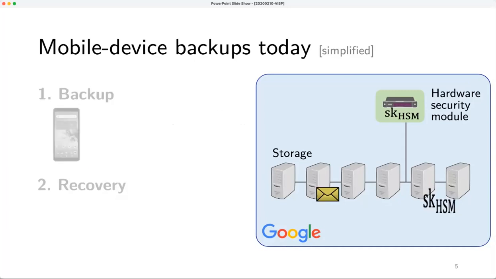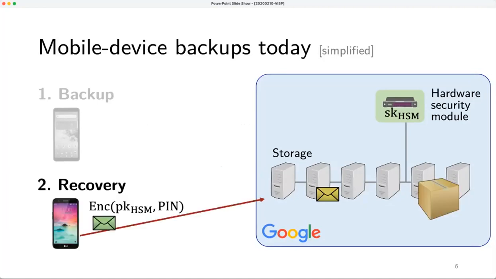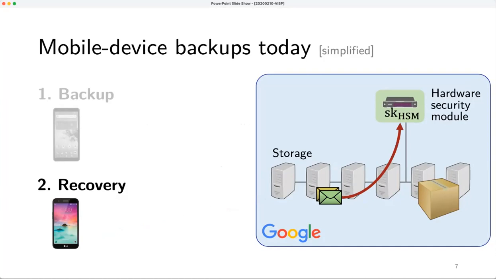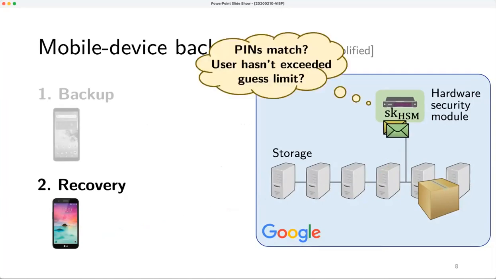Oh, it looks like this image got messed up. Sorry about that. So then when you drop your phone in the lake, you get a new phone and you want to recover. What you do is your phone sends an encryption of your PIN, the PIN that you use during recovery, under the public key of the HSM to the data center. And Google gives both of these ciphertexts to the hardware device. So the first ciphertext contains the encryption of your true PIN and the encryption of this key that is needed to decrypt your backup. The second ciphertext contains the encryption of the PIN that you're using during recovery.